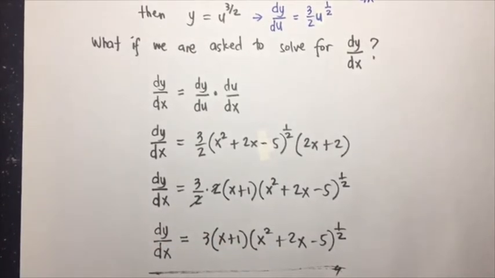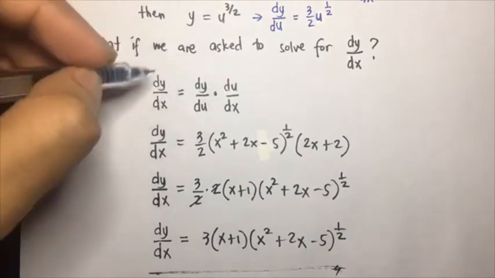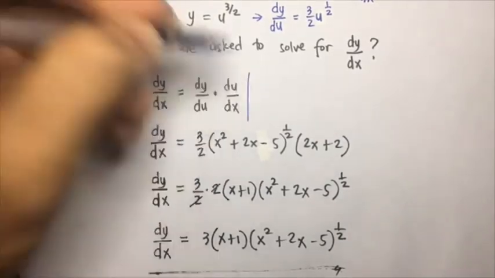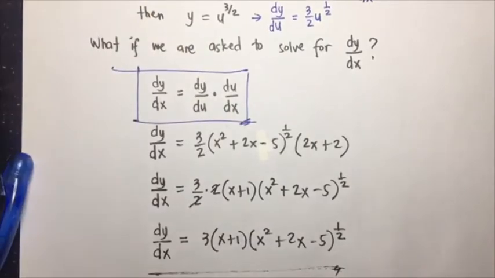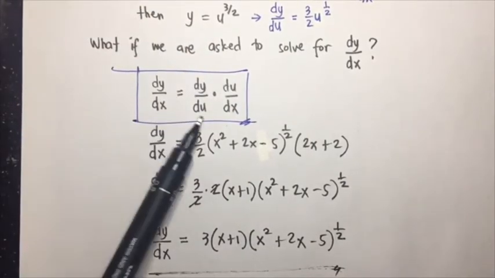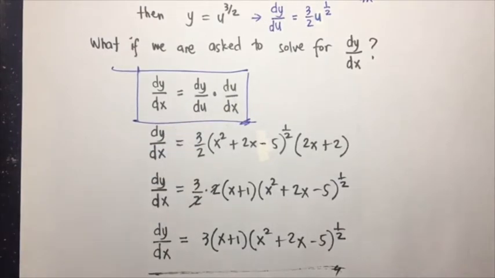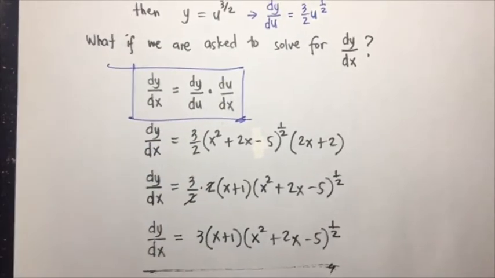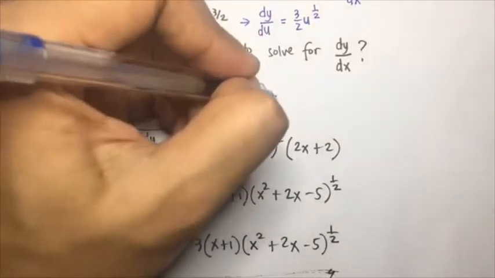So that is how to use the chain rule. This is our first chain rule, which is getting the derivative whenever we have an auxiliary variable. So this is rule number 1.